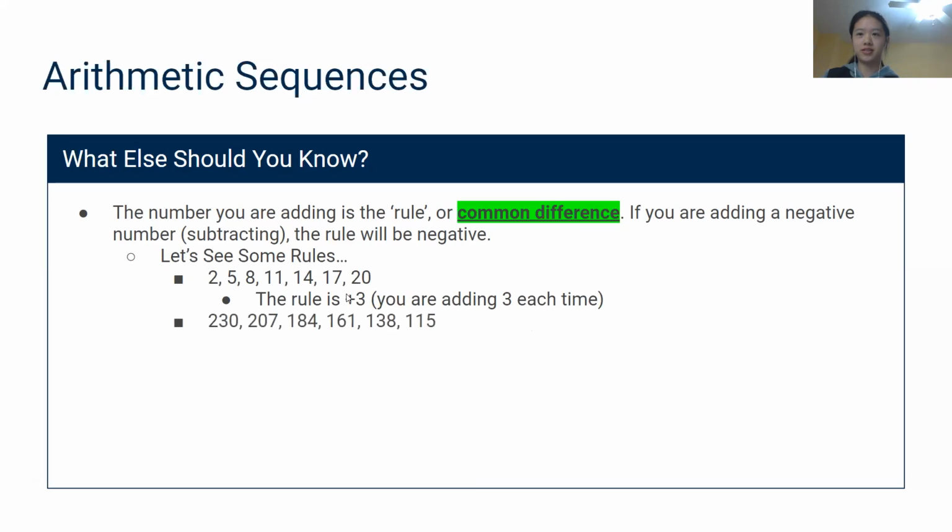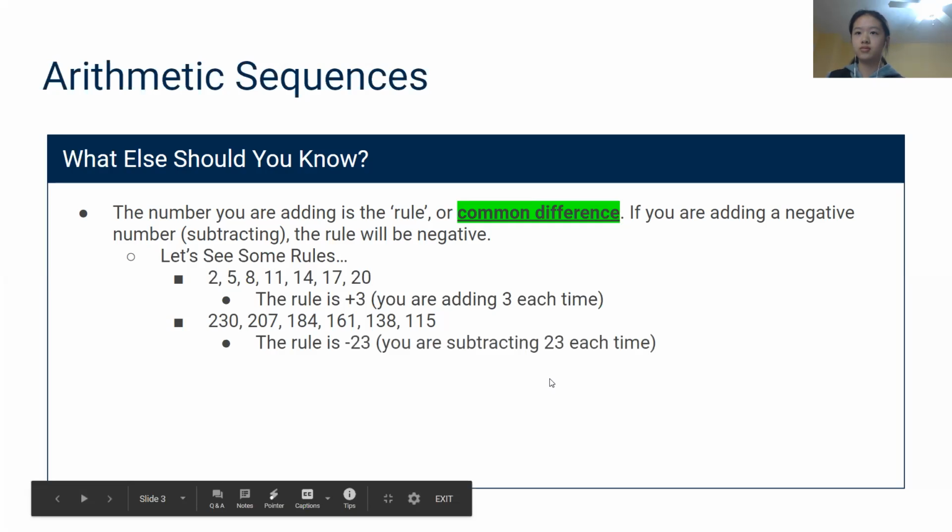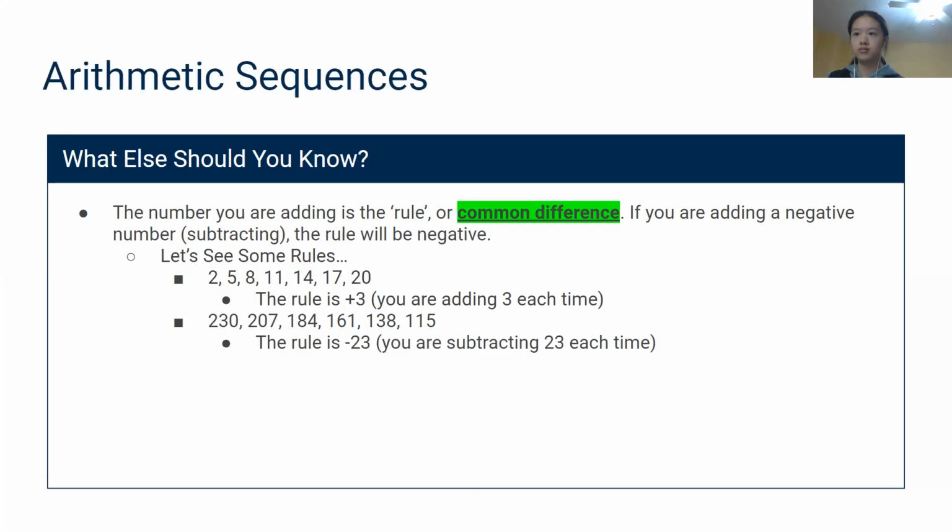Okay, here's another example. What is the common difference? Let me check chat. Right. So negative 23 is the right answer because we're actually subtracting 23. Since we're subtracting 23, instead of adding, we would say the common difference is negative 23 instead of 23. So you would have to include a negative sign.